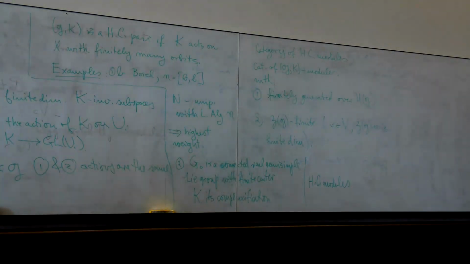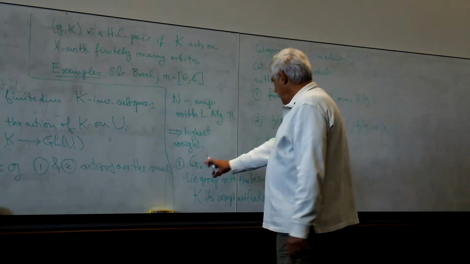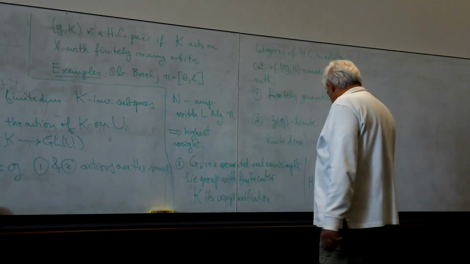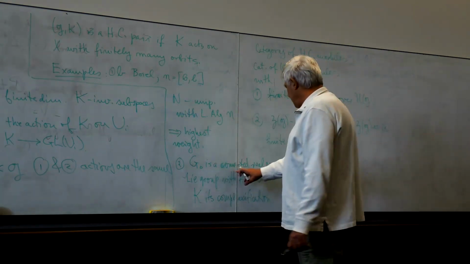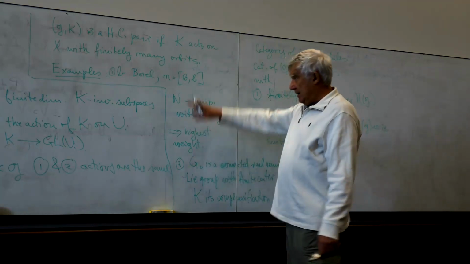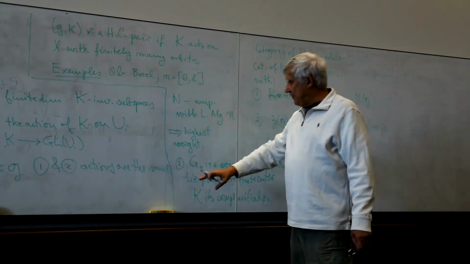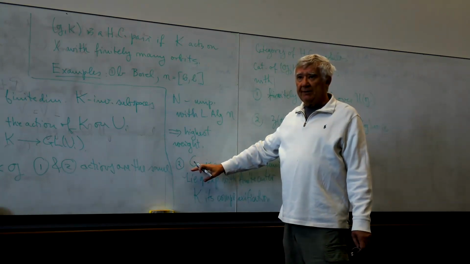Yeah. And the second example, who is little g and who is big K? Little g, g naught is a connected real semisimple Lie group, and g is the complexified Lie algebra of g naught.